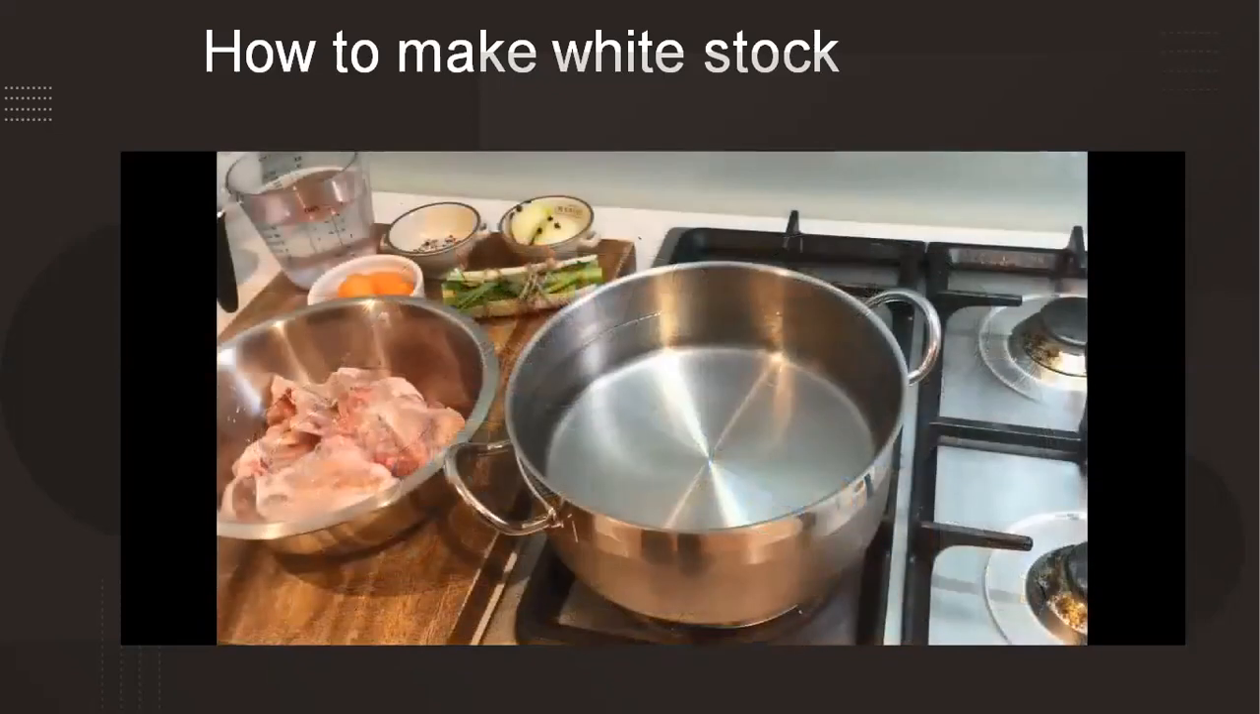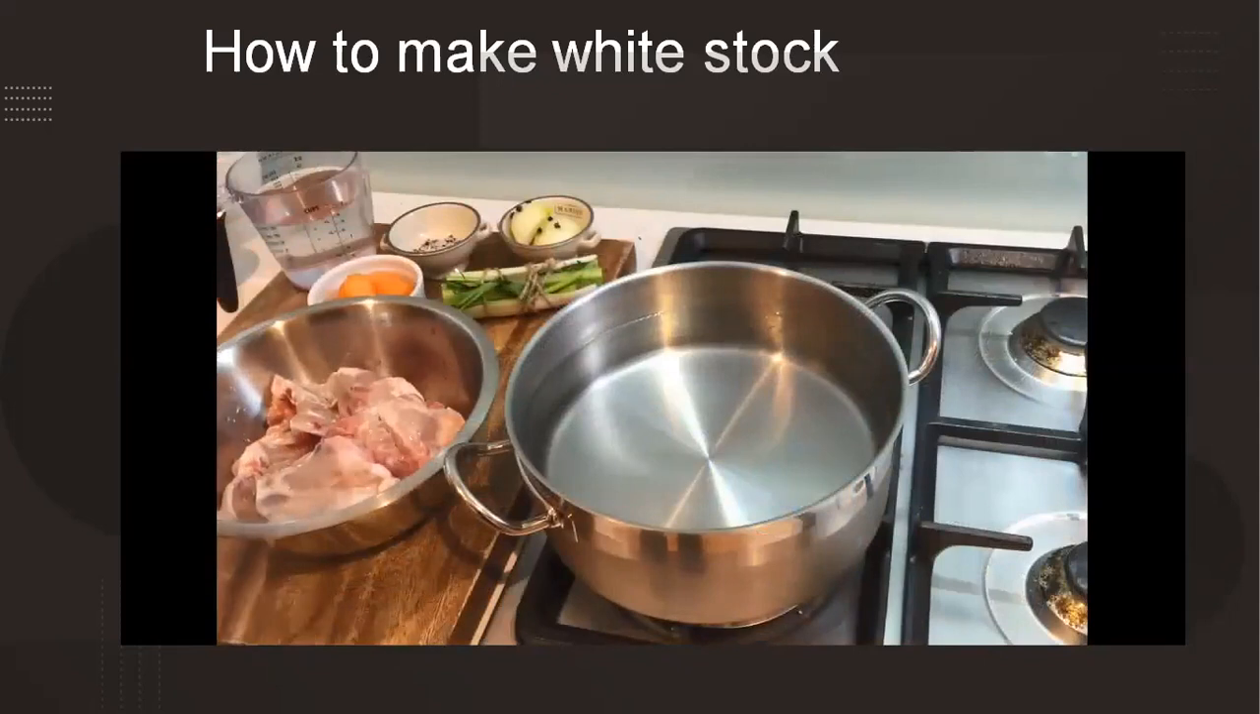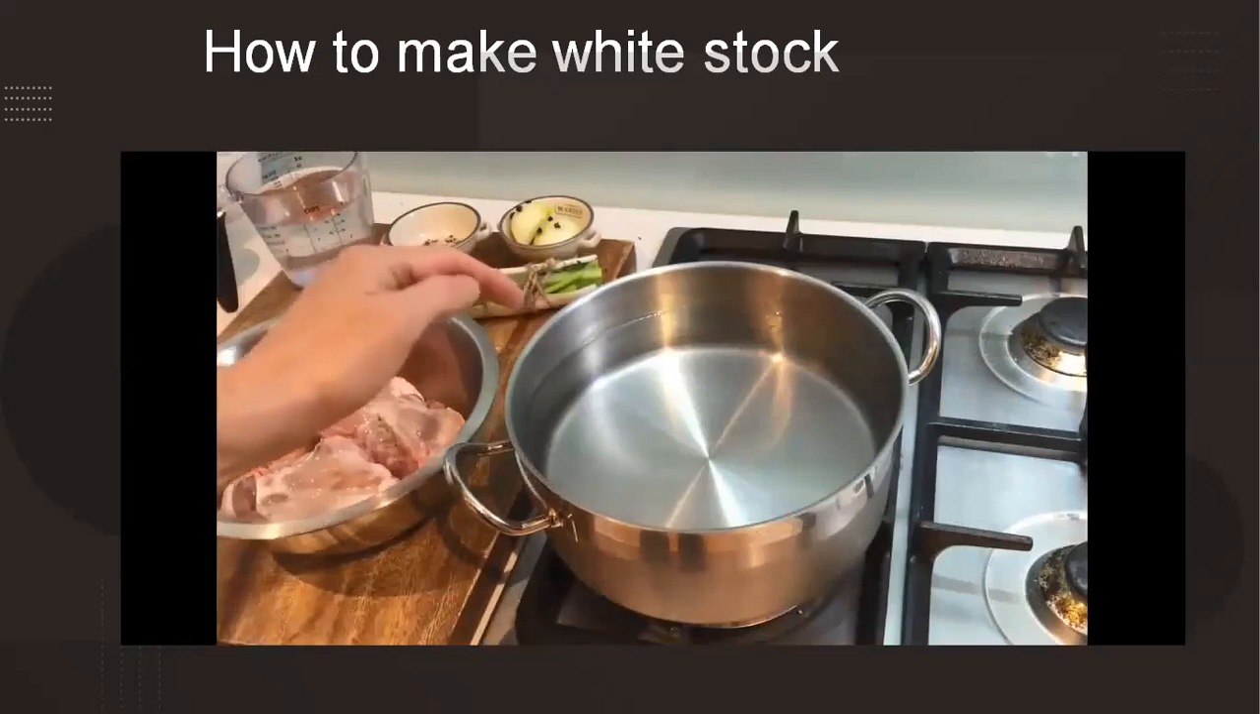So let's get started. Alright, so here we are. So now the first step is to get organized. Always have all of your ingredients nearby so you don't have to run around the kitchen when you're cooking. Step number one, we're gonna have to blanch our carcasses that are here. As you can see, I've chopped them up in smaller pieces so they can fit in my stock pot.